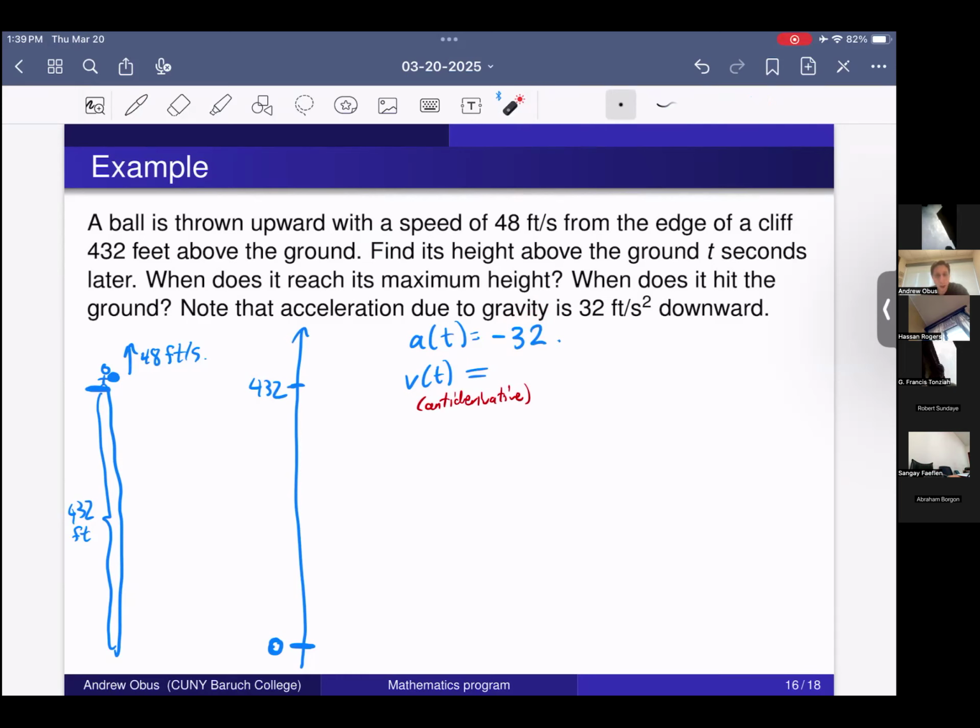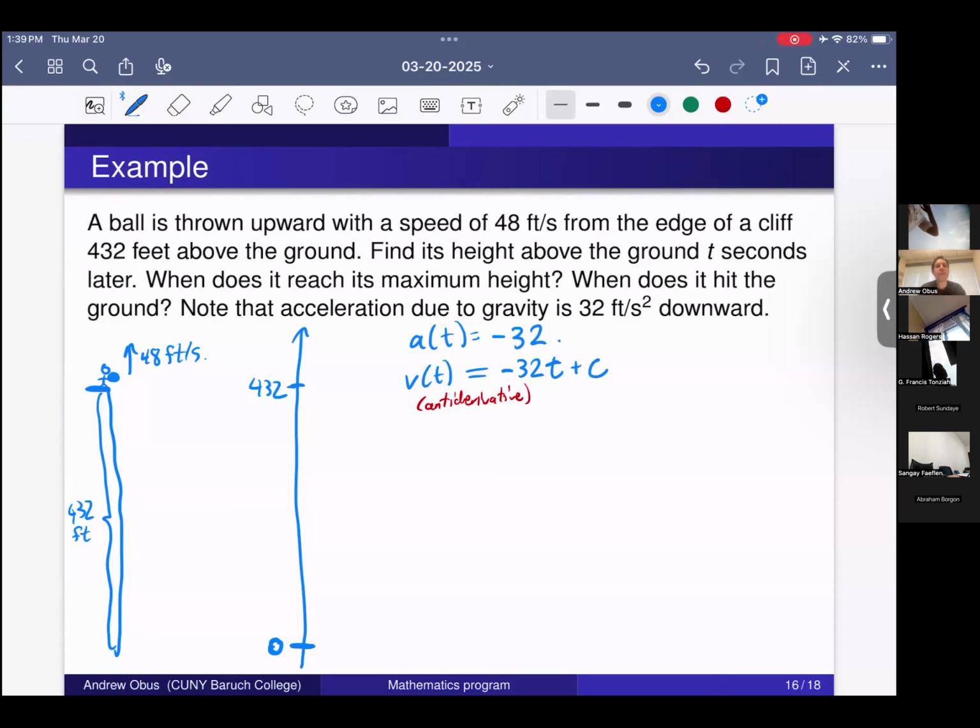So what's a function whose derivative is minus 32? It's exactly minus 32t, right? If you take the derivative of this, you get minus 32. In fact, you could think of this as the power rule with n equals 0 if you want, but it's actually easier to just write this. So minus 32t plus c.